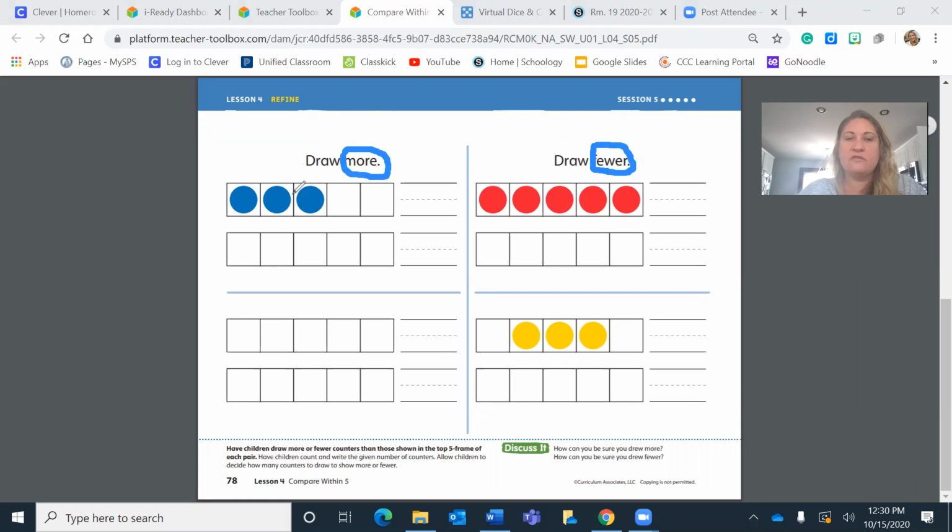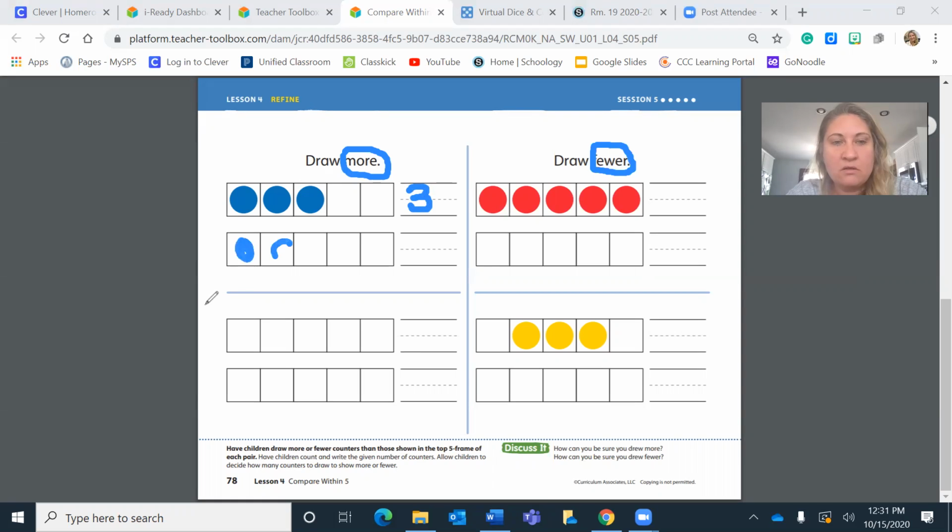It wants me to first count the dots, write the number, and then draw more dots than there are up on the top. So first I need to count. 1, 2, 3. Now I'm going to write the number 3. And I need to draw more counters, more than 3. So I'm going to start drawing my counters.